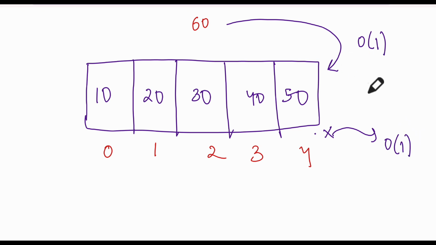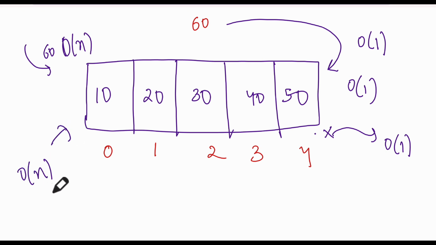So if I'm adding or removing from this end, it is O(1), and if I'm adding something here, for example 60, it is O(n), because all my indexes will be changed, and if I'm removing the first element from the list, then also it is O(n). So this is something you should keep in mind.